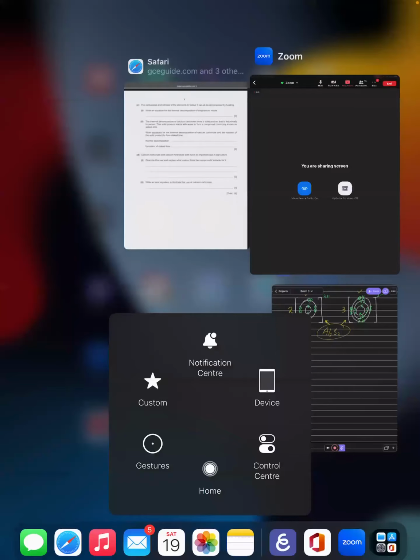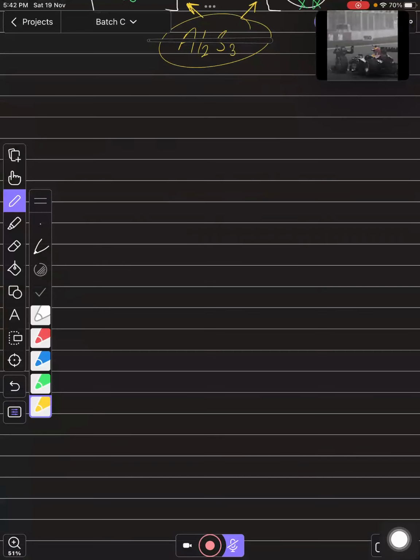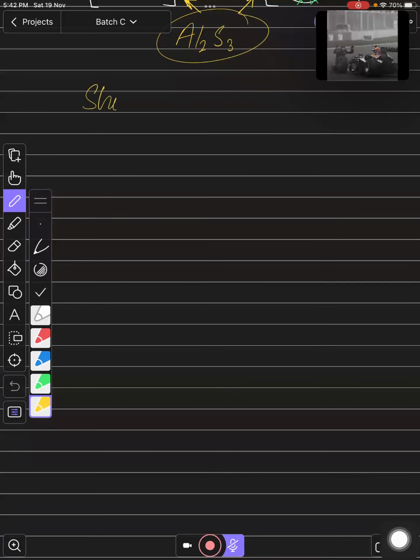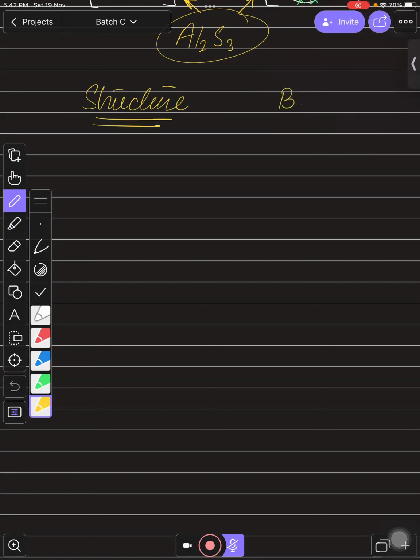If you talk about the next thing, you need to remember that the structure of ionic compounds is always a giant ionic lattice, while the bonding is a strong electrostatic force of attraction.